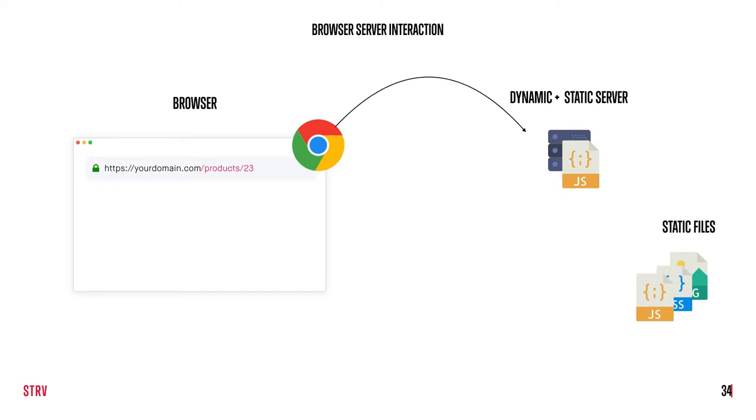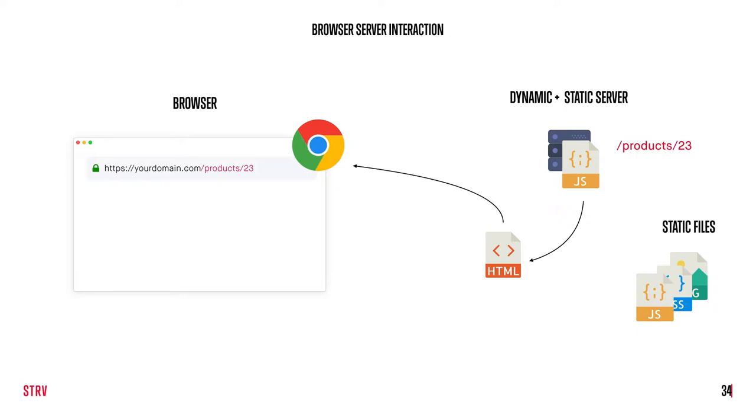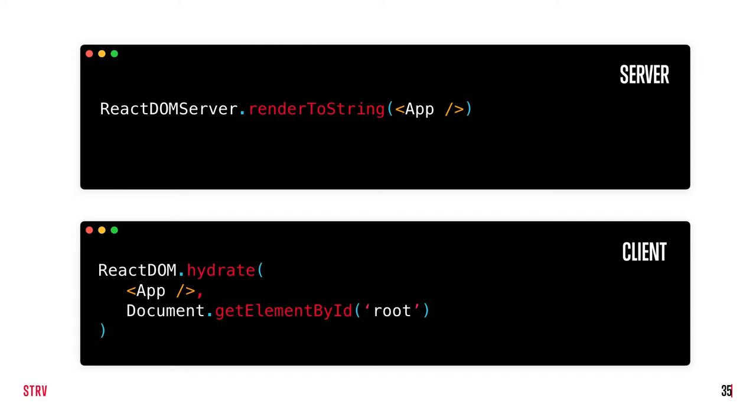So let's say the user goes to product/23. At this point, the server is going to create the HTML on the fly. So it's going to create HTML every single time that the user hits this route or any route. And then we send it to the user, and then the same process repeats. It's going to fetch the JavaScript, the front-end JavaScript, the images, CSS, etc. So just remember, in general the pattern is you use render to string to generate the HTML, and then on the client you use react-dom.hydrate, and you add the event listeners and everything on top.